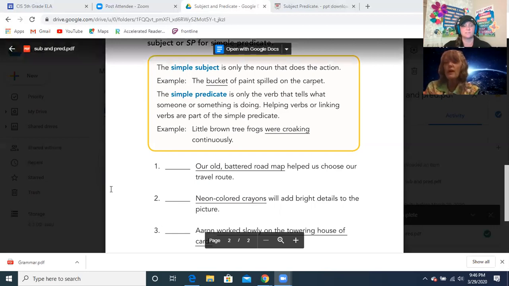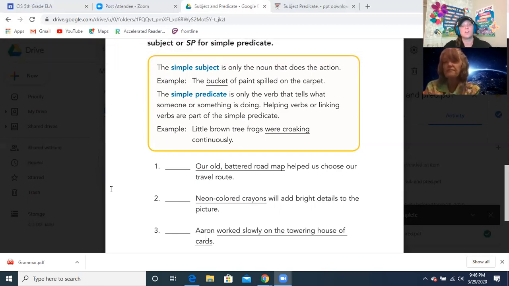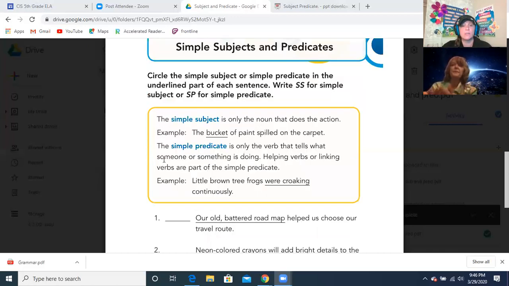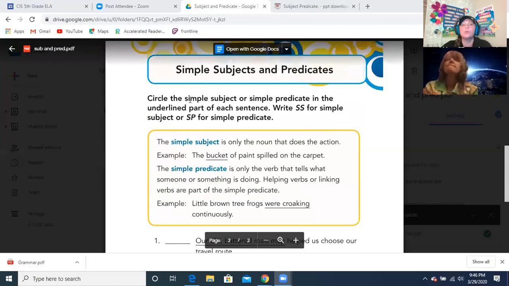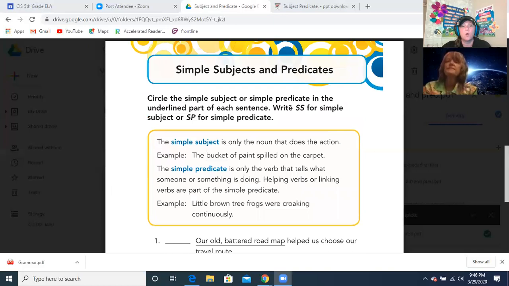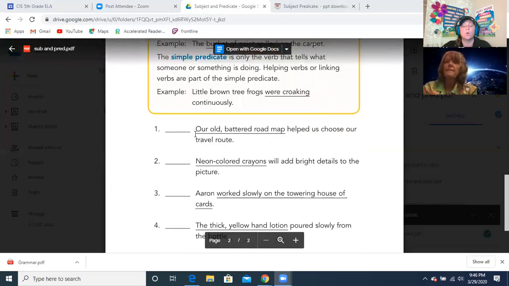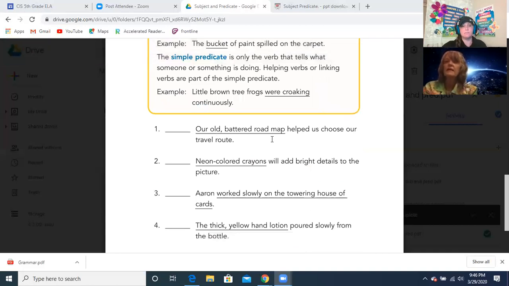So let's do number 1. Miss Hurt, you want to do that one? Our old battered roadmap helped us choose our travel route. We didn't really tell the directions, did we? Okay, it says circle the simple subject or the simple predicate in the underlined part. So we have to determine, is this the simple subject or the simple predicate? You're right, we didn't go over the directions.